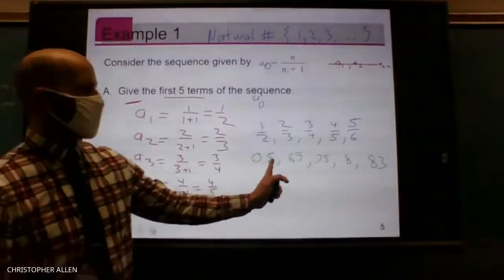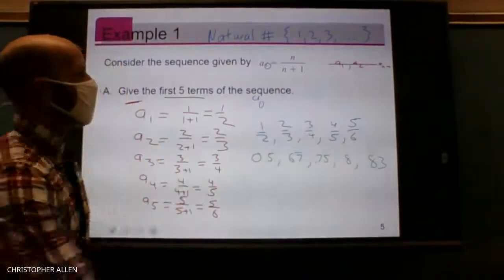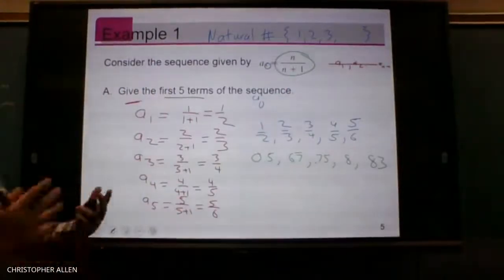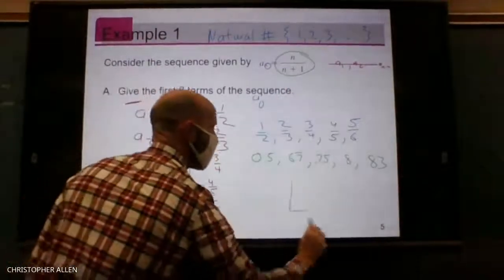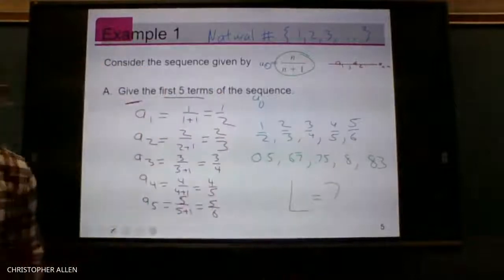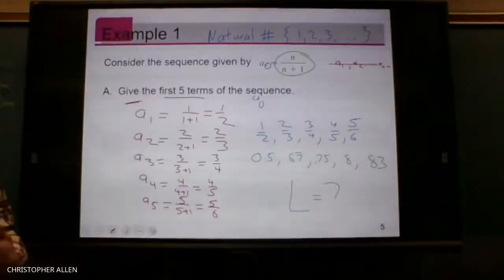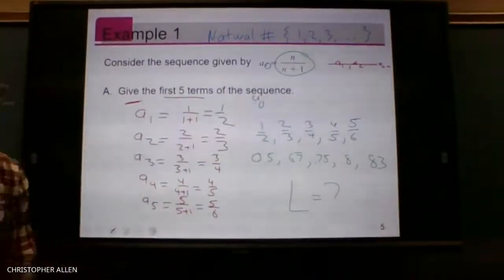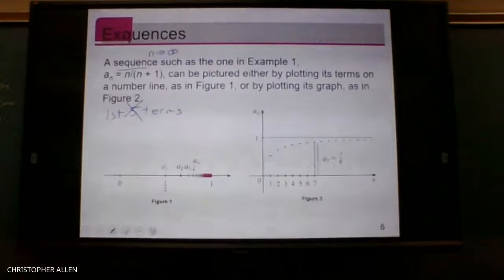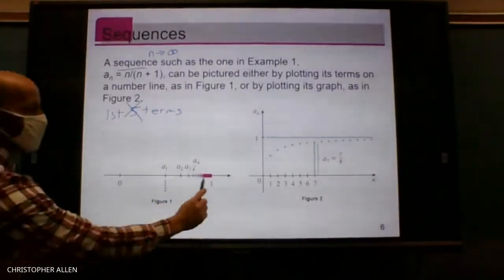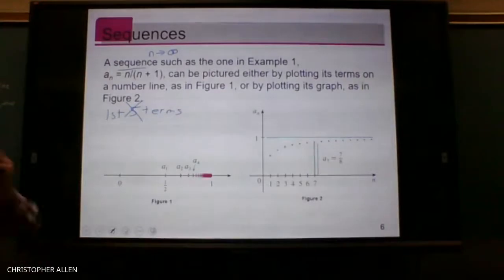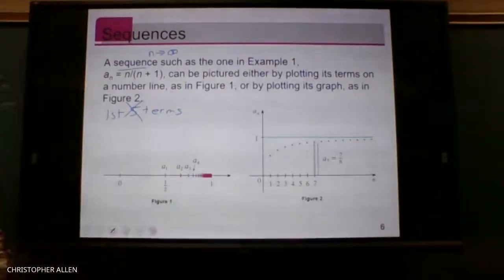So it is growing, but here's my question. What do you think is going to happen to this guy as n gets big? That's the question we're going to be trying to figure out: what's L, and that stands for limit. What's the limit of it? As n gets big, what is this going to? Okay. So we can look at it this way in a one-dimensional picture, if you will, or we can look at it this way in a two-dimensional picture.